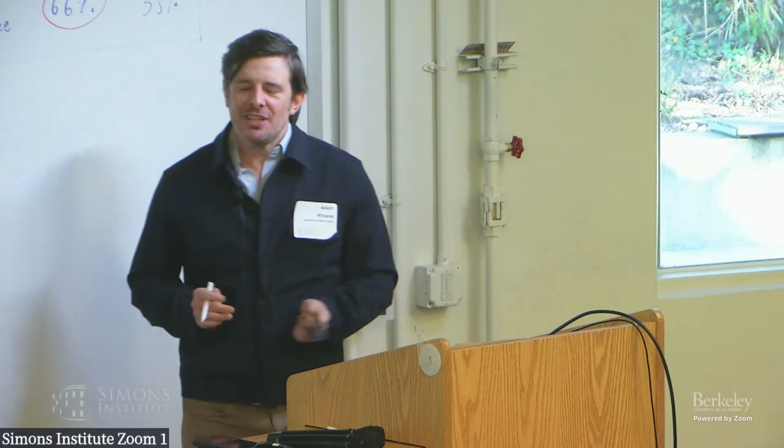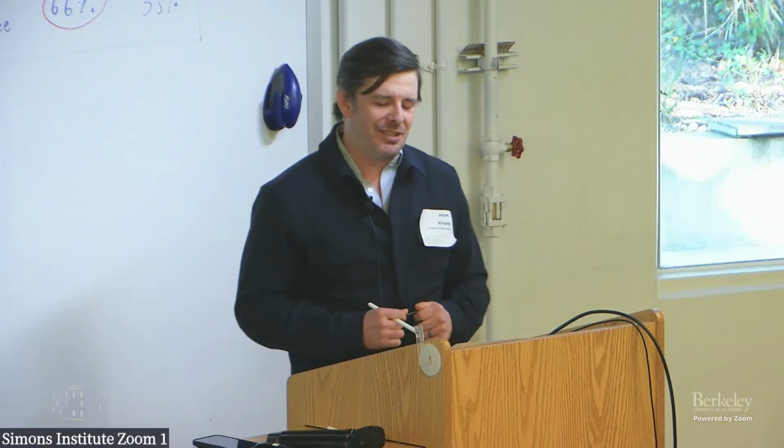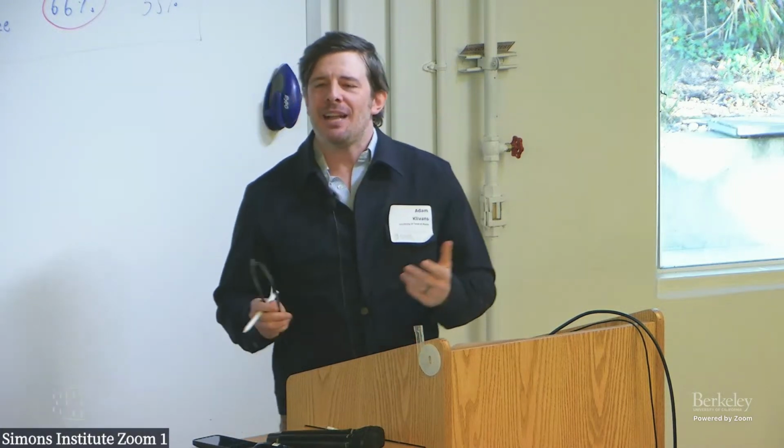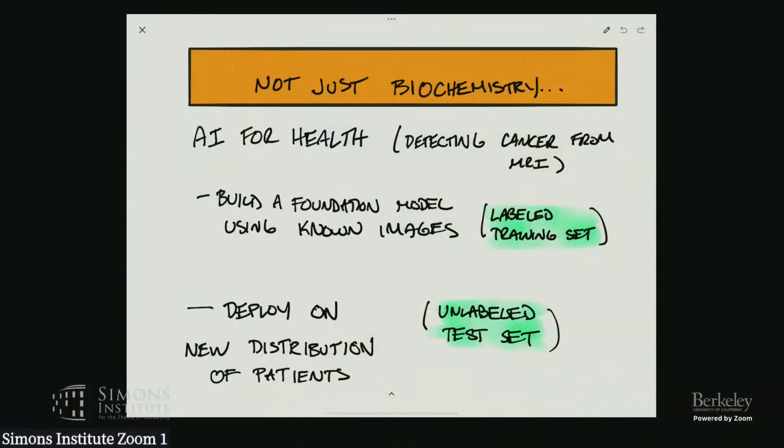But it's not just biochemistry. If you imagine that you want to do AI for health, a common pipeline is, the first thing you do is build a foundation model. How do you build the foundation model? Well, imagine we're detecting cancer from MRI. You subsample some large database of images. You have some idea of what the training distribution looks like because you created it yourself. And you train your foundation model on that labeled training set.